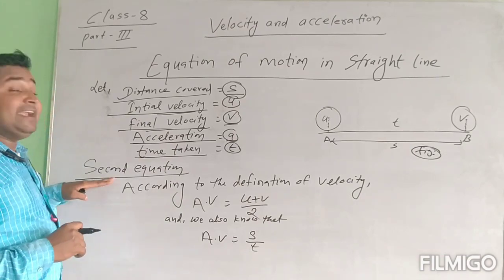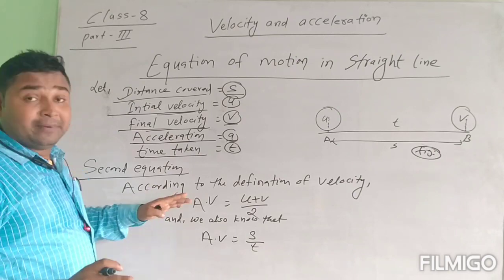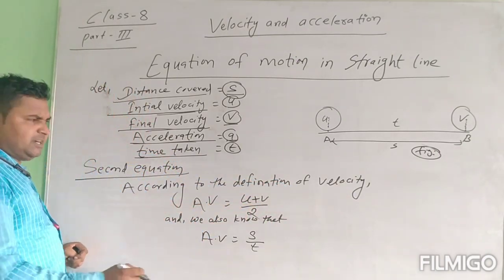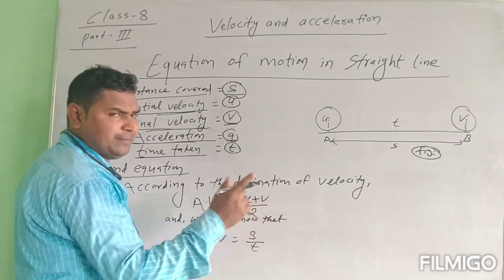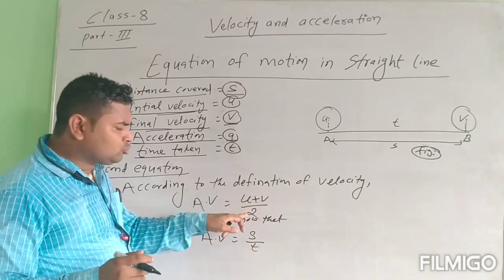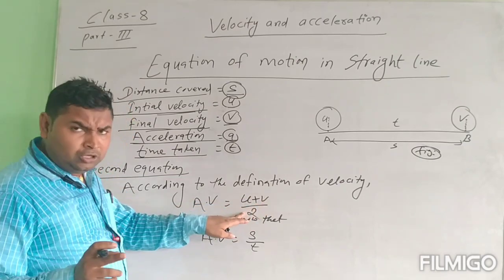Now, the second equation. What is the second equation? According to the definition of velocity, which we have already studied, average velocity in the previous class is (u plus v) by 2, that is, initial velocity plus final velocity divided by 2.